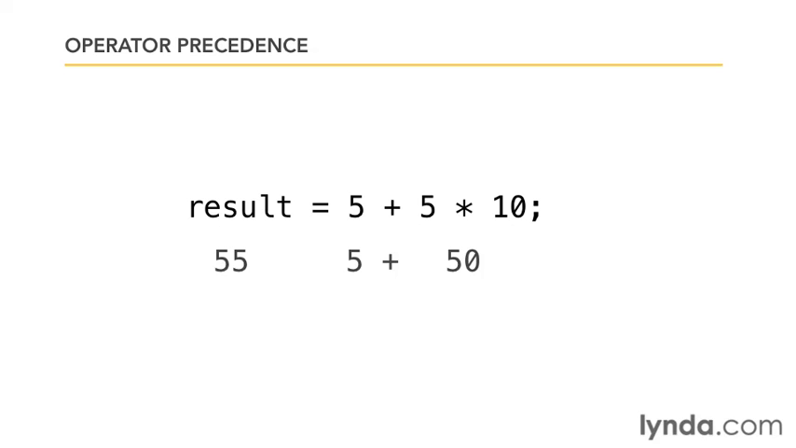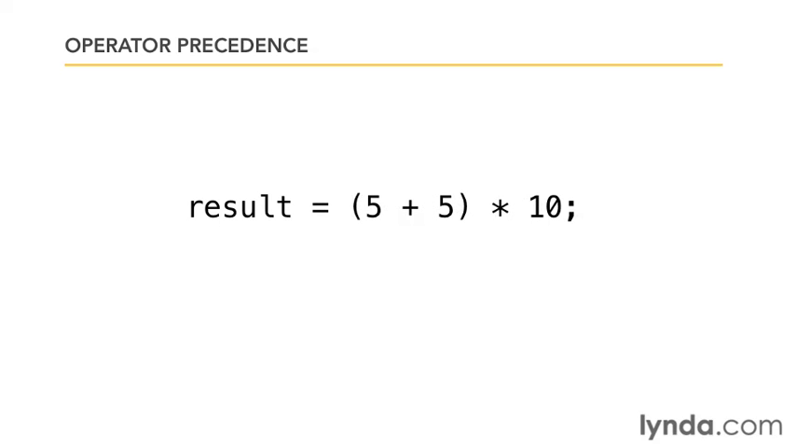If I want to impose an order on this, I simply take the pieces that I want to be executed together and surround them with parentheses. In this case, I would take the 5 + 5, and that would make sure that that was executed independently. Then we multiply it by 10, and the result is 100.